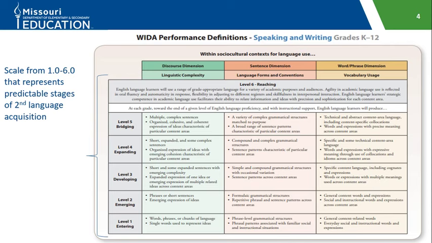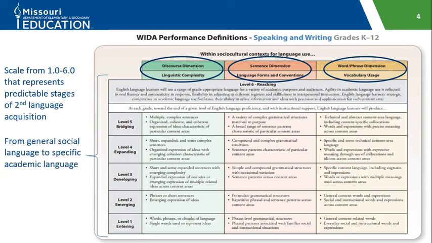It also includes overall discourse, so how well students put together their language for the overall message, how well they put together their sentences, and how well they use vocabulary. So it's all inclusive of the language that the students are producing and understanding. It goes from generic social language at the bottom of the scale to specific, if not technical, academic language at the higher levels of the scale.